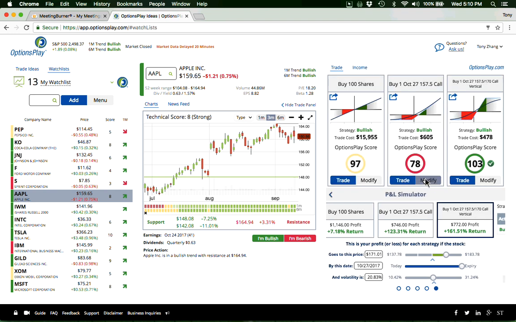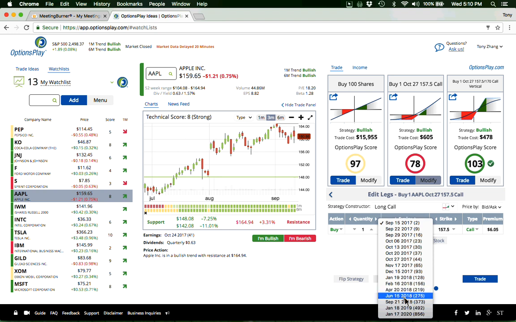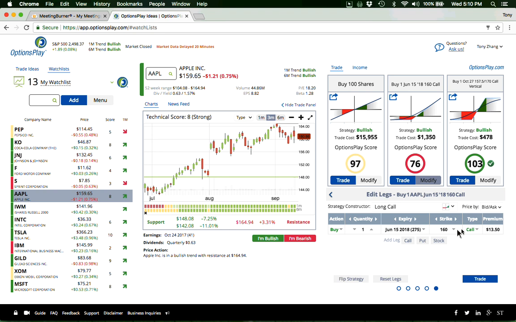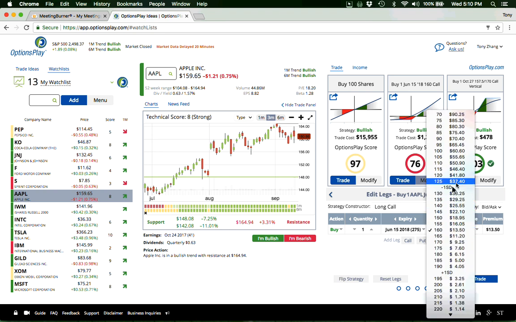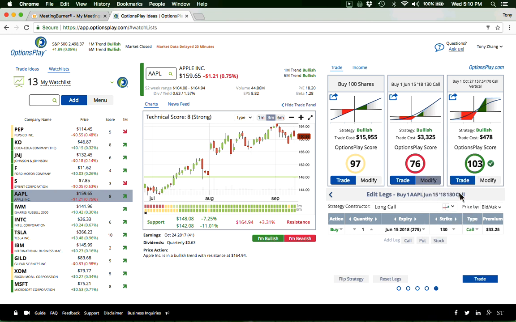So Apple's trading at 159.60. Let's say you want to go out to, I don't know, June of 2018. When you go to the strike drop-down, as you can see, we have the 1 standard deviation move marked off for you. So I would say roughly this 125, 130 area would be where you'd want to buy a deep in the money call. So let's say you buy this 130 call. As you can see here, buying 100 shares costs you almost $16,000. Buying this deep in the money call that's about 1 standard deviation down costs you $3,000. So again, roughly about a fifth of the price.